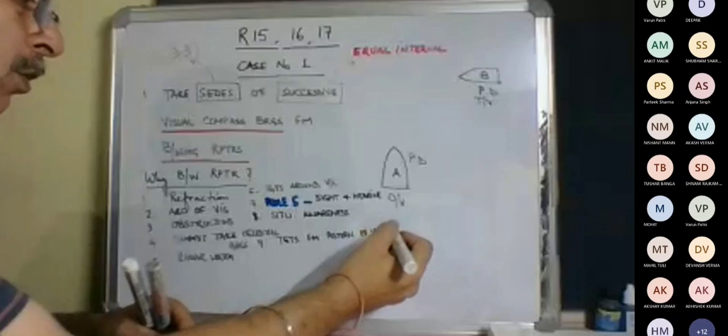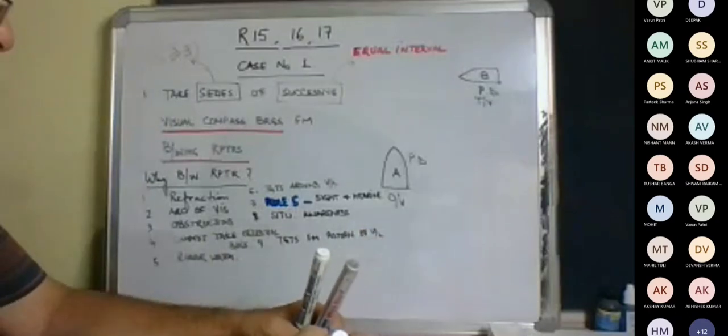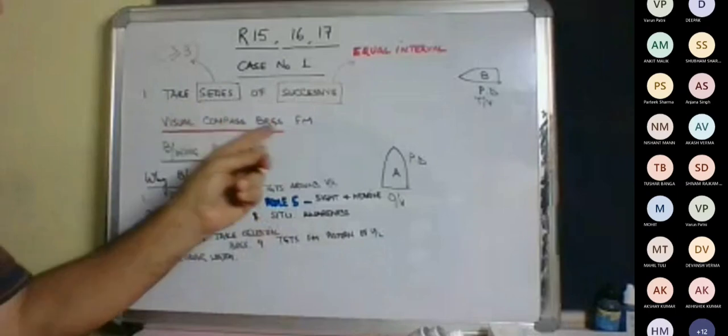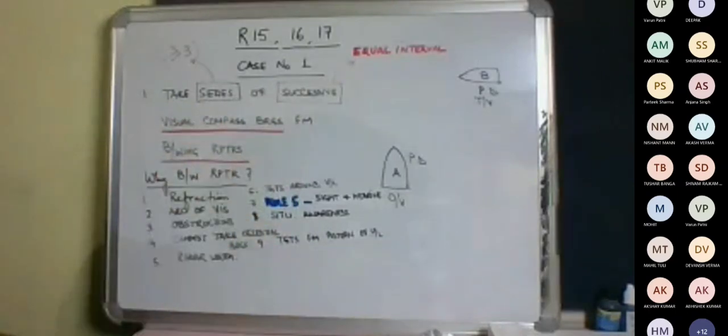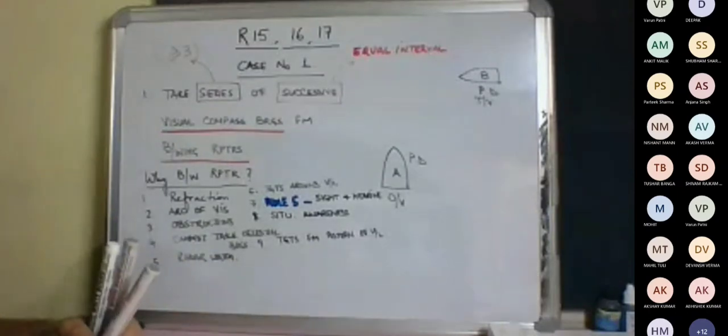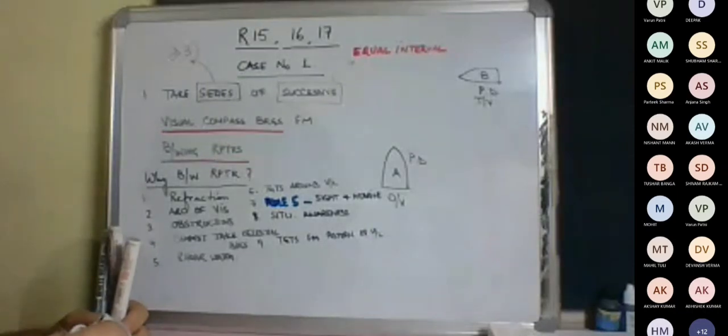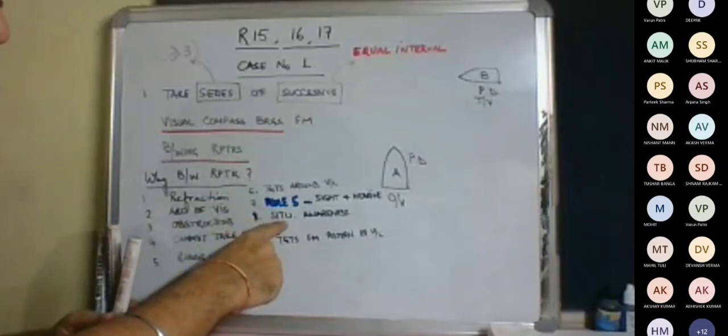And it is because of all these reasons that you must take a series of successive visual compass bearings from bridge wing repeaters. So because of all these 9 points. Sir, what is the eighth point, sir? Please, can you explain again, sir?